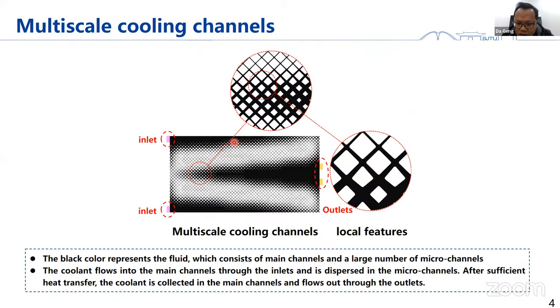Based on the above research background, this work extends the topology optimization method based on the Darcy model to concurrent design of multiscale channels, inlets, and outlets. In this figure, the black color represents the fluid, which consists of main channels and a large number of micro channels. The coolant flows into the main channels through the inlets and is dispersed in micro channels. After sufficient heat transfer, the coolant is collected in the main channels and flows out through the outlet.